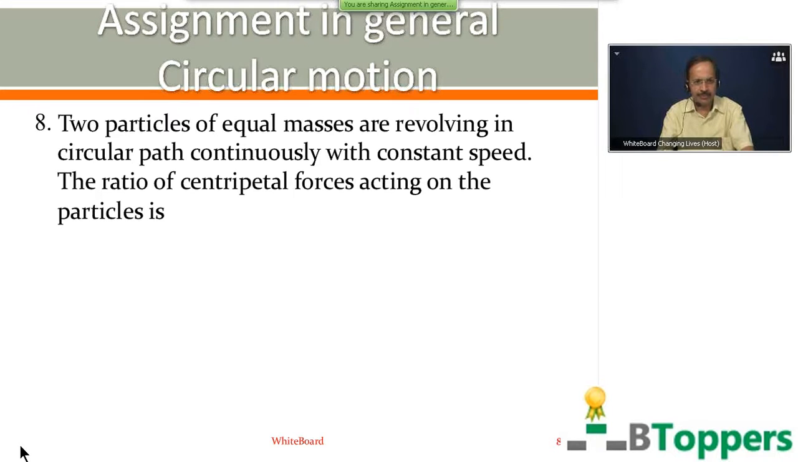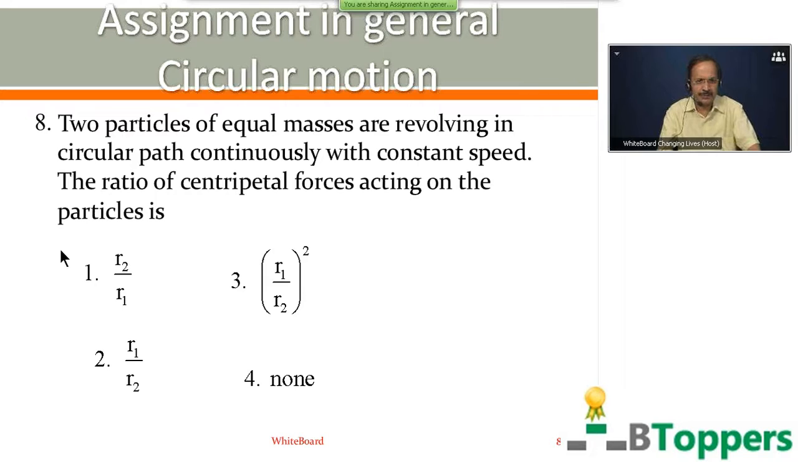I am going to show the next question on screen. See question number 8. Two particles of equal masses are revolving in circular paths continuously with constant speed. The ratio of centripetal forces acting on the particles is, 4 options are shown.